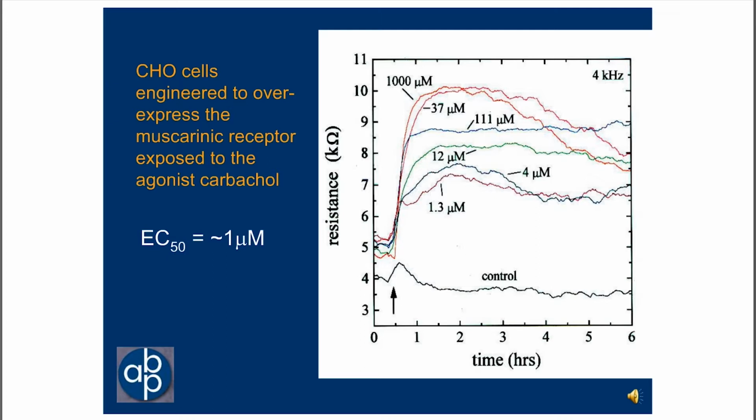Looking at the response of the cells, it's quite striking. The resistive portion of the impedance measured at 4,000 Hertz has gone from about 5 kiloohms up to 10 kiloohms, a nearly doubling of the impedance. These curves show the proper EC50 value of approximately a micromolar, again suggesting that we are seeing signal transduction upon the addition of the agonist.